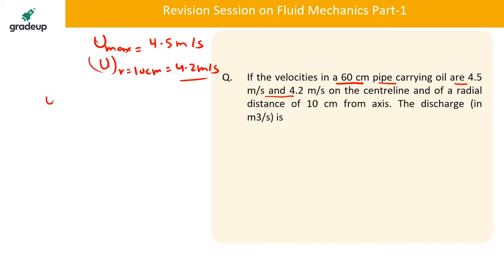We'll be using this relation: (u minus u maximum) divided by shear velocity is equal to 5.75 log base 10 of y by R. So this relation will be used for solving this question. If you use this relation, the local velocity is given, the maximum velocity is given, and the shear velocity you can find by using this relation. Come on, tell me the answer for this question quickly.